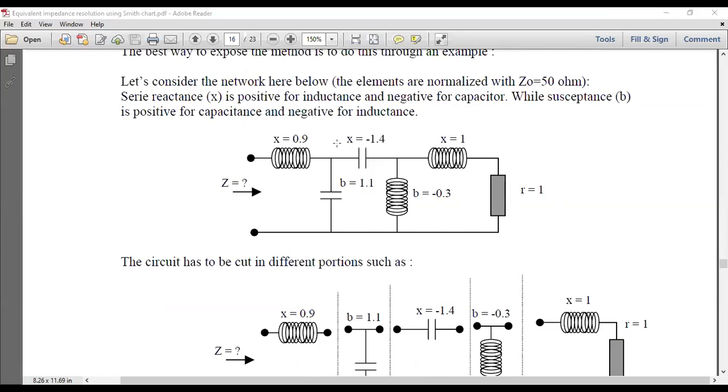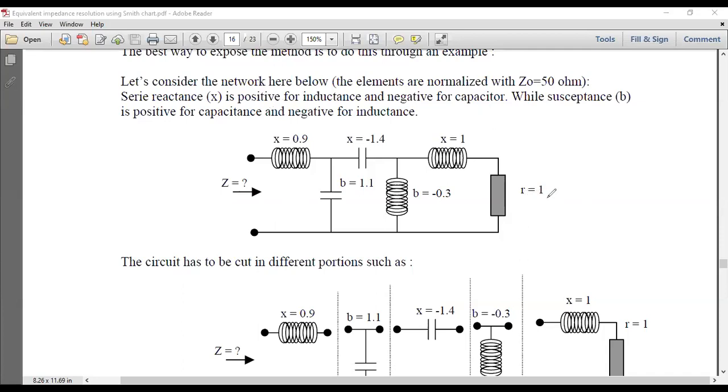But this equivalent calculation of Z, that you did multiple times, is a very simple job. But this job becomes special when you do this calculation of Z using the Smith chart. So how to do that? These are the characteristic impedances of 50 ohm, and these are the normalized values. And again, R is 1, the normalized value is given. So directly you can plot it on the Smith chart.